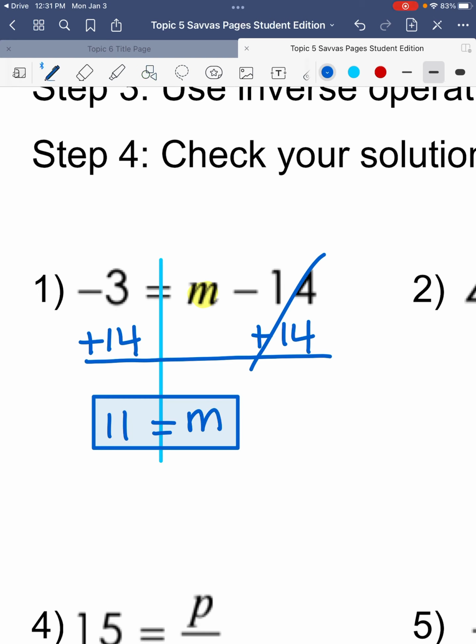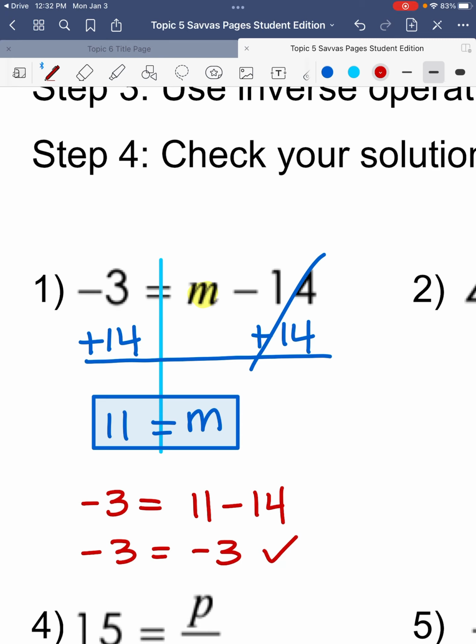Now I want to ask you, would it be the same thing if I wrote m equals 11? Yeah, it would be the exact same thing. It doesn't matter how you write your answer. Okay, but now we know we need to check our solution, right? The way we check our solution is we plug our solution into the original equation and simplify. So we have -3 equals 11 minus 14. So what exactly is 11 minus 14? Well, if you plug that into your calculator or do it in your head, 11 minus 14 is -3. So -3 equals -3. My answer is correct.